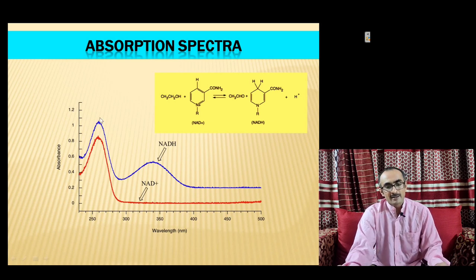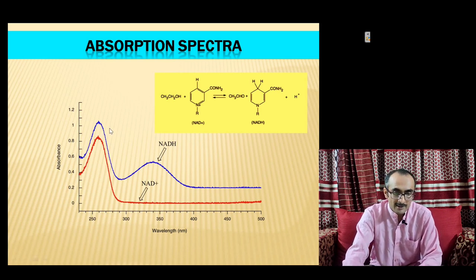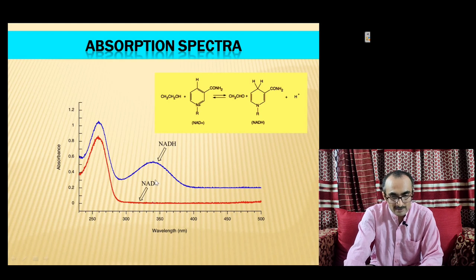Lambda max is a certain wavelength of radiation which is absorbed maximum by that compound. That's called lambda max, or maximum absorbance, which a compound has. So similarly, if you see the NAD plus oxidized and reduced form, they both absorb at 260 nanometer, but at 340 nanometer, only NADH, the reduced form of NAD, is capable of absorbing. So that's a differentiation. By using this absorption wavelength, we can differentiate NAD plus and NADH, because they have a difference in the lambda max.